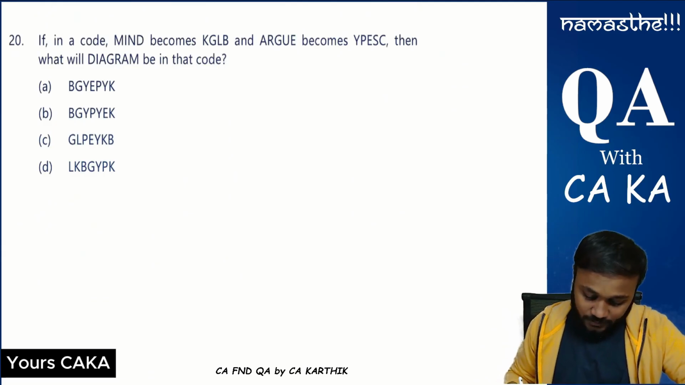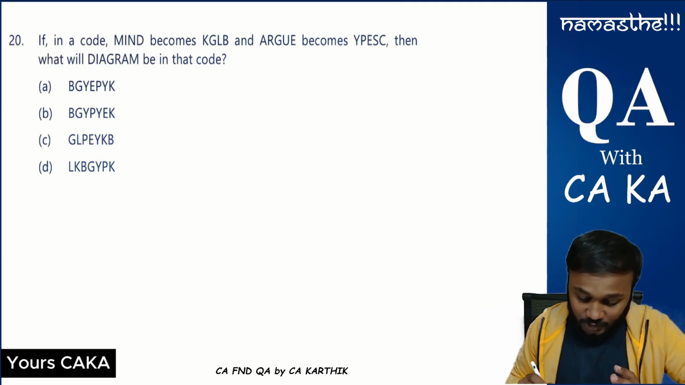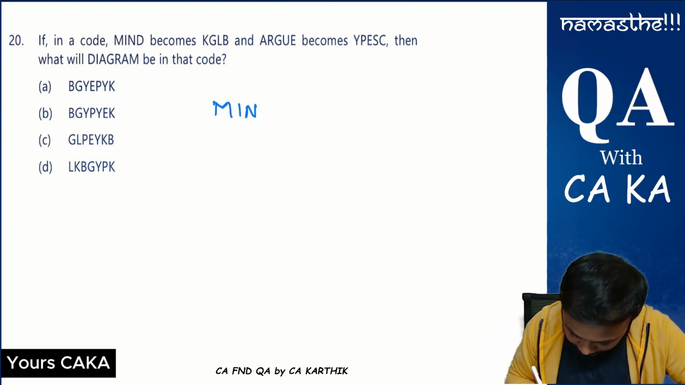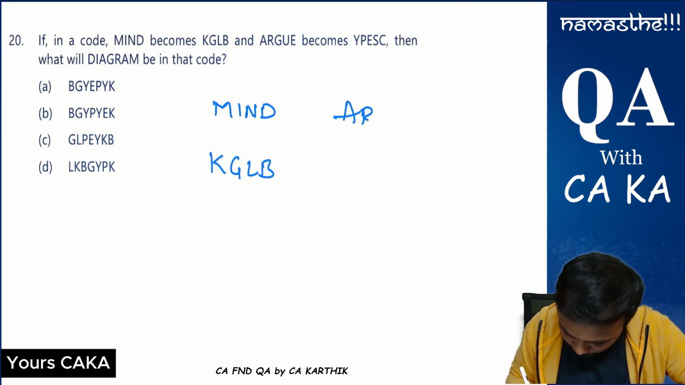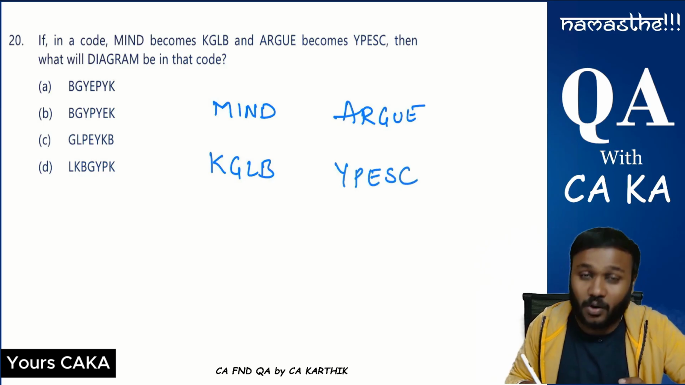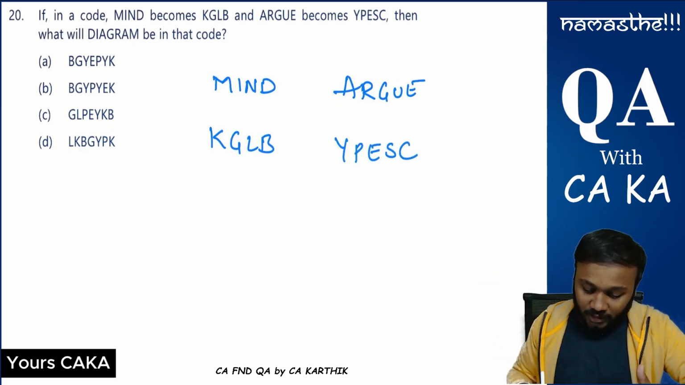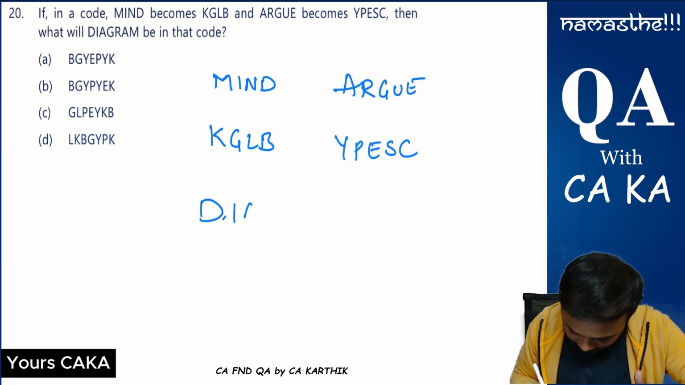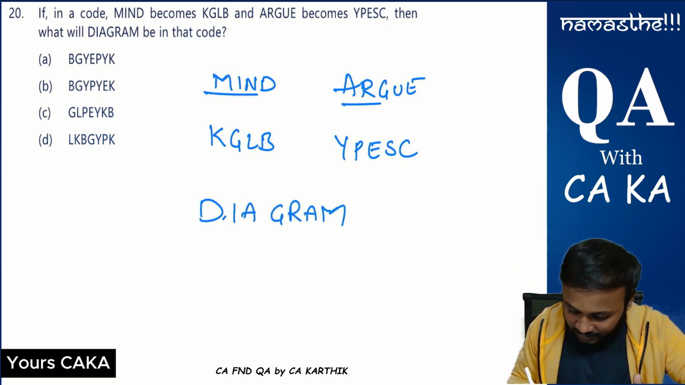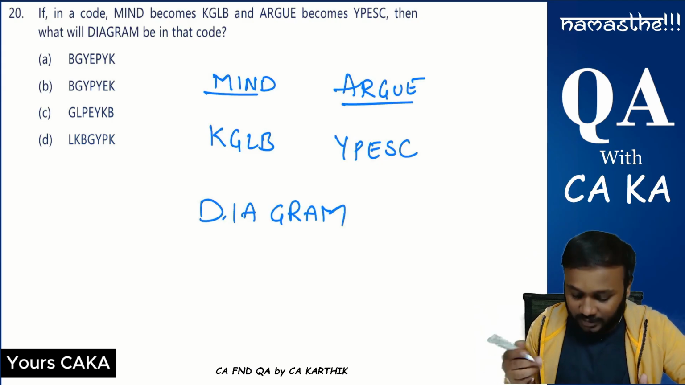Last question for the day, sir. If in a code MIND becomes KGLB and ARGUE becomes YPESC. Sir, there are two ways to solve this problem. First, find out how this has been coded. If not, the second option: if you see here, already this is the thing which is coded. Now they're asking what will be the code.